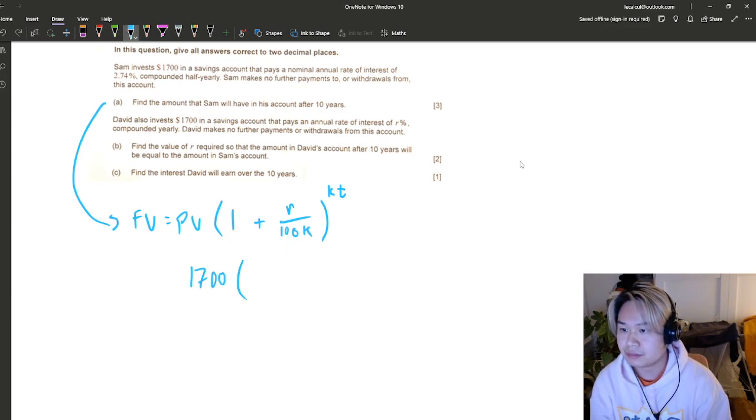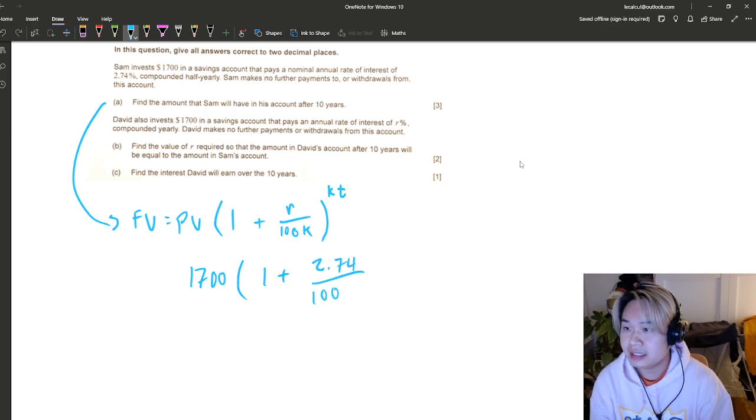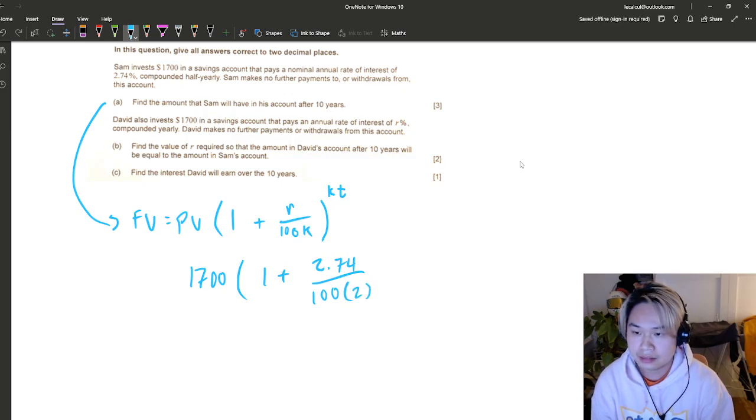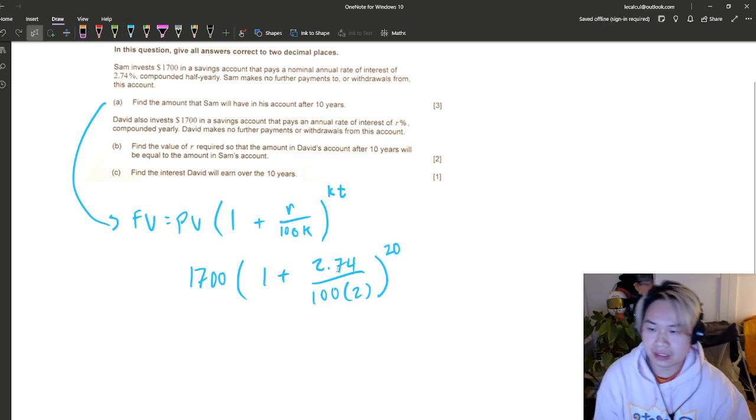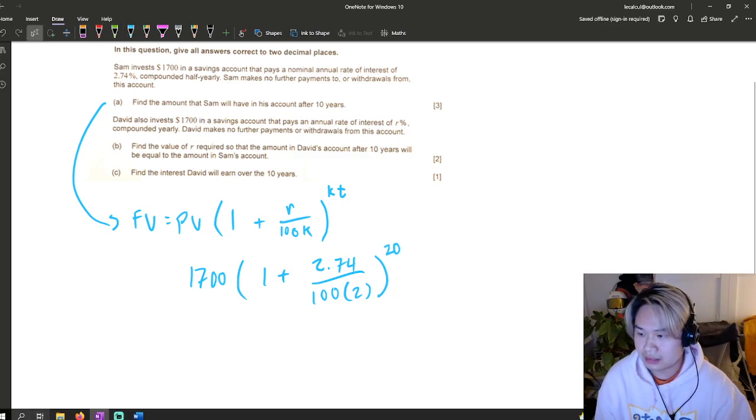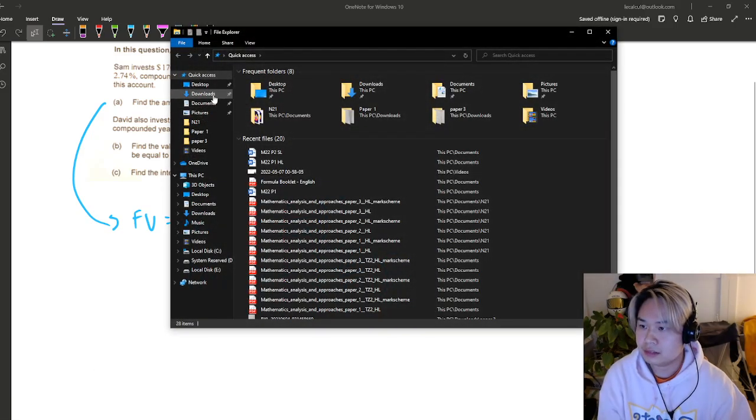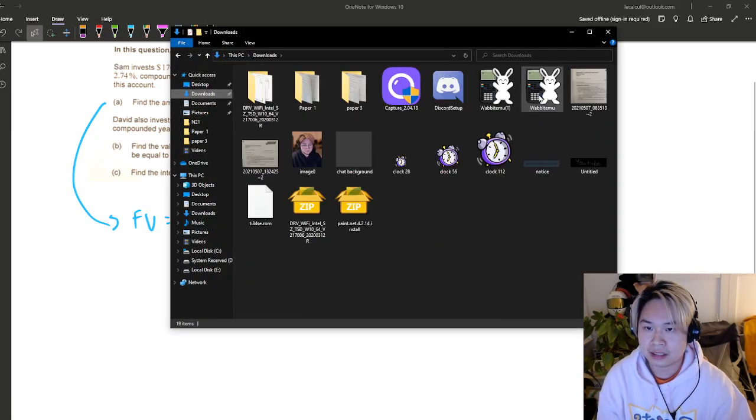1,700 times 1 plus 2.74 over 100. It's half yearly, so I guess that's twice a year. And then this is to the power 2 times 10, which is 20. Okay, and then you put this in a calculator and then you should get your answer. Okay, where's my emulator?